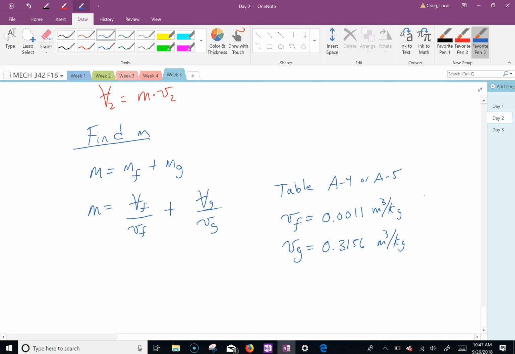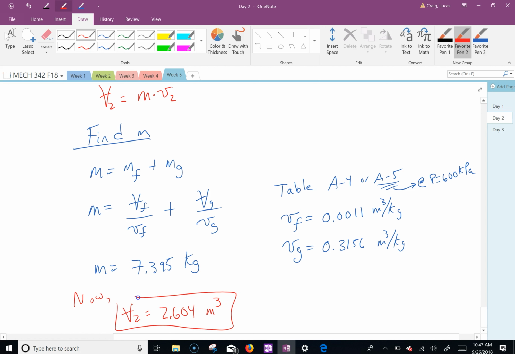What pressures are we looking at for those? 600 kilopascals, okay? So pressures, you want to use table A5. Temperatures, use A4. And just to save some time, once you plug the numbers, you get 7.395 kilograms. And then finally, your volume 2 becomes 2.604 meters cubed after you plug in the two values.